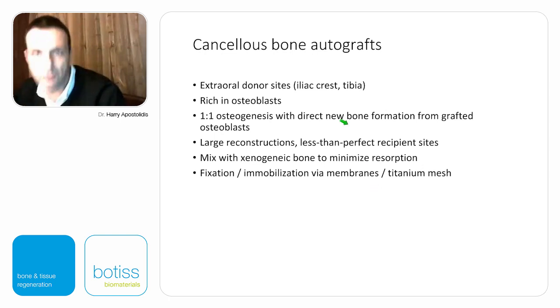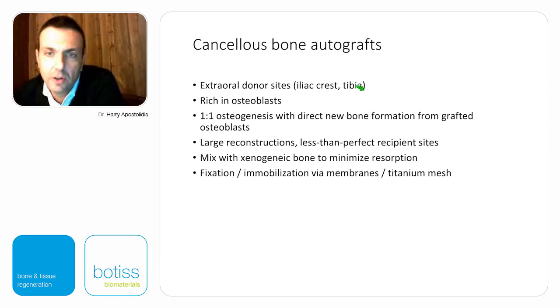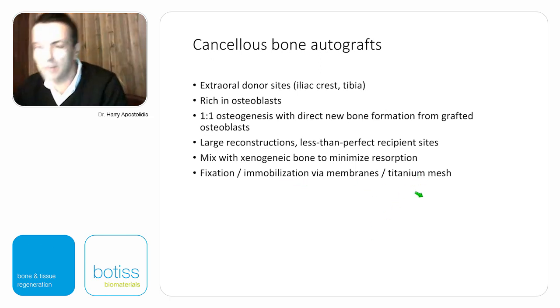So we have to go in extraoral donor sites, either in the iliac crest or on the tibia, both are rich in osteoblasts, and with that we succeed with one-to-one osteogenesis with direct new bone formation from the grafted osteoblasts. As soon as we graft them, they start working and producing new bone. But we mix it with xenogenic bone to minimize resorption, and we fixate it somehow, either through membranes or through titanium mesh. I don't really like titanium mesh.